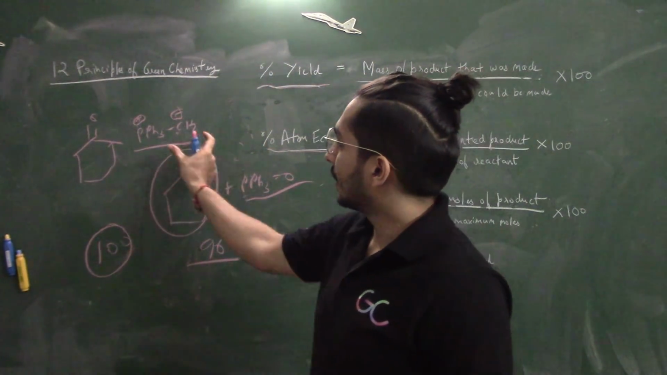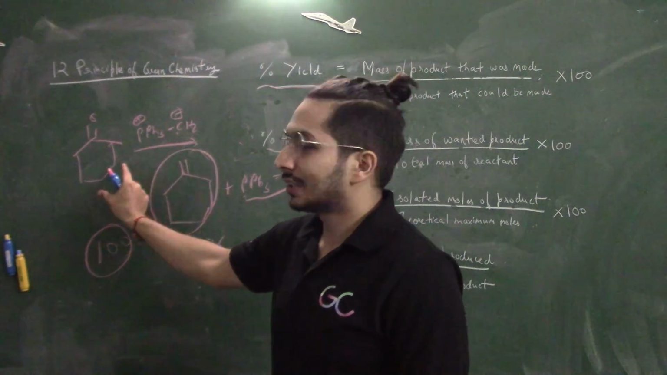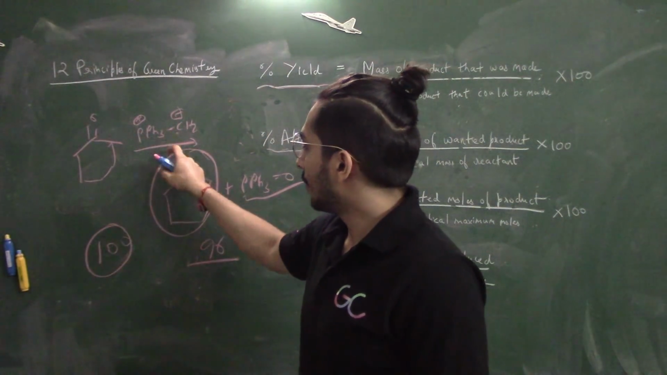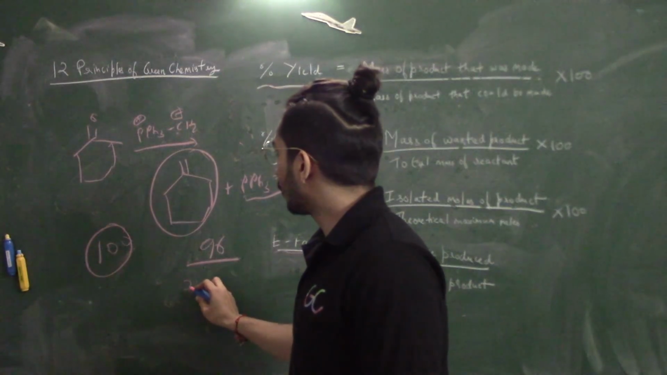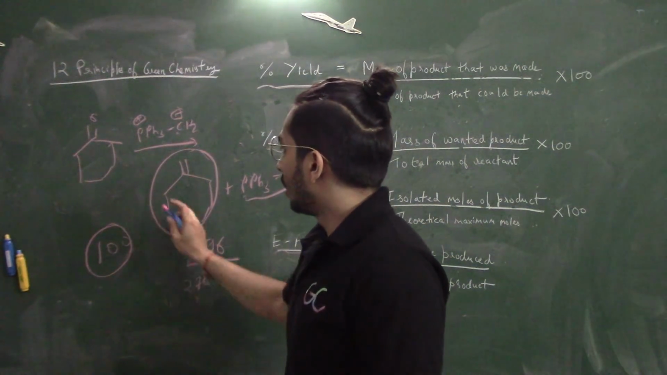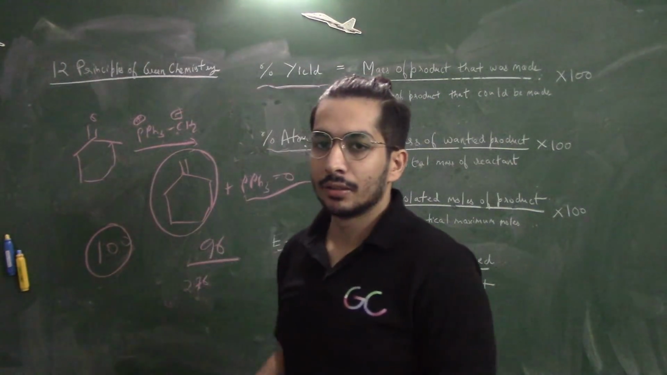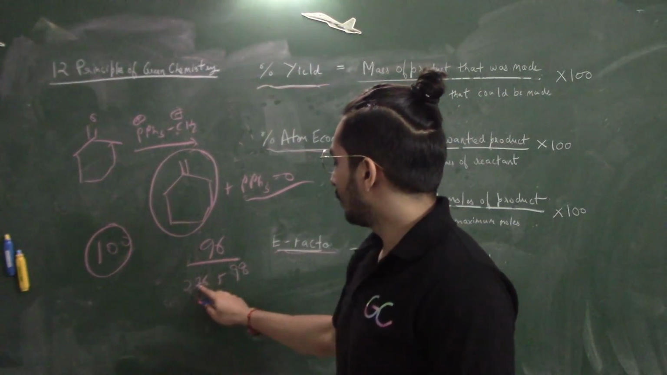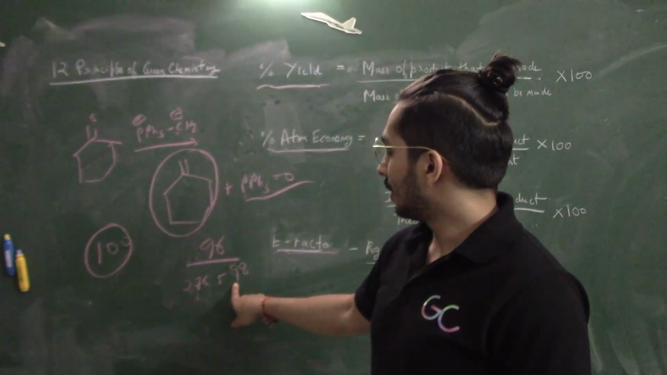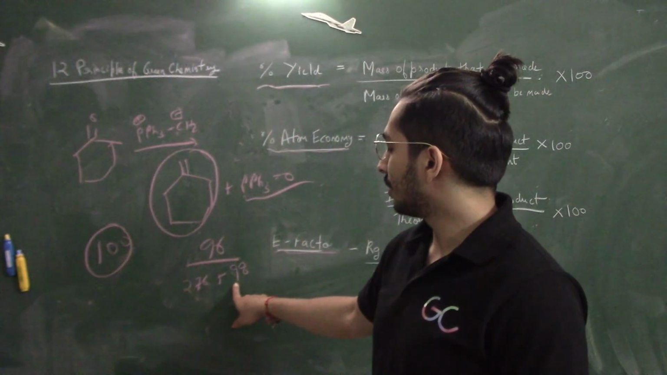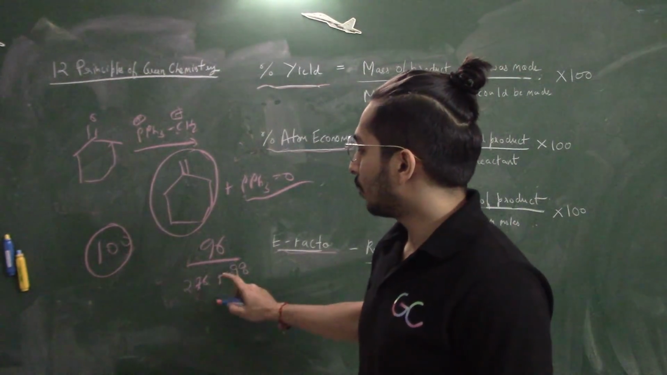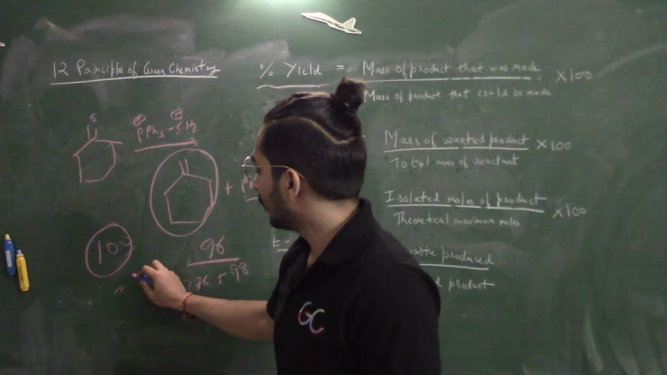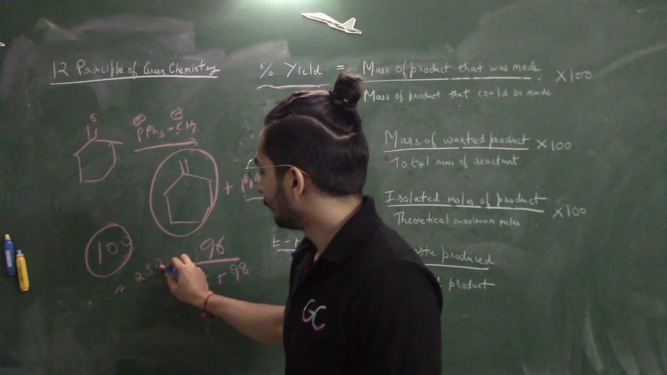So now what are the reactants? This is my reactant. Okay, and this is my reactant. So I think this has a mass of 276 if I am not wrong, plus this will have 98. Okay, so 276 plus 98. So if I do the calculations, this will be roughly equal to 374. So 96 upon 374 will roughly give me a percentage of 25.2%.